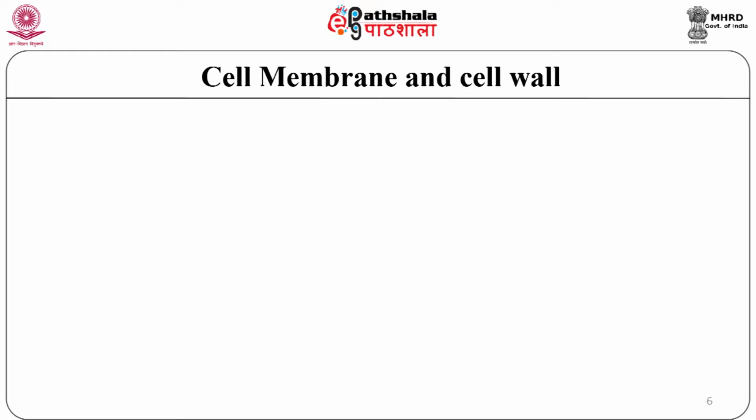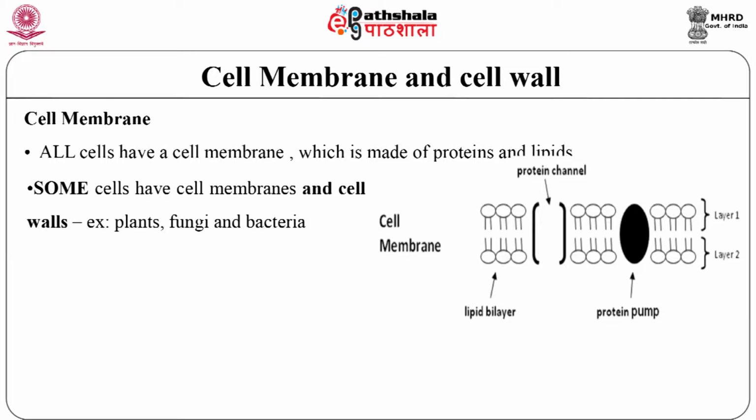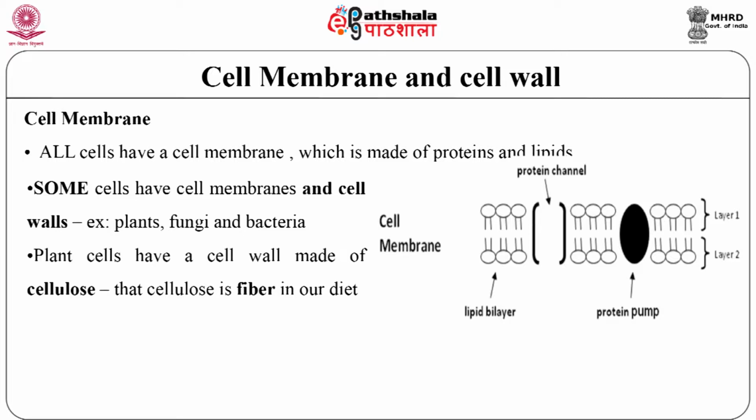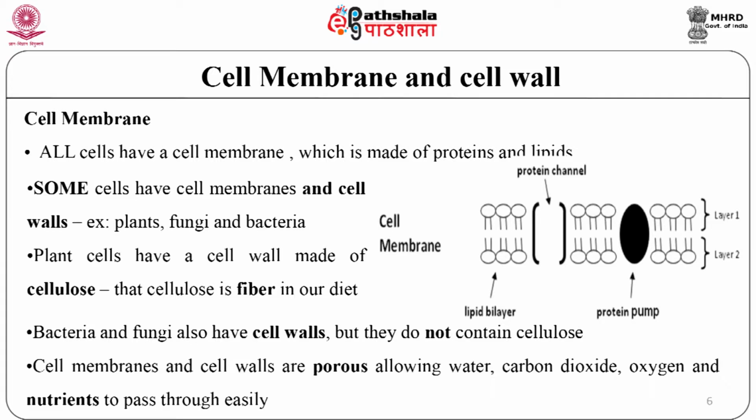Cell membrane and cell wall. All cells have a cell membrane made up of protein and lipids. Some cells have a cell membrane and cell wall, for example, plants, fungi and bacteria. Plant cells have a cell wall made up of cellulose. That cellulose is fiber in our diet. Bacteria and fungi also have cell walls, but they do not contain cellulose. Cell membranes and cell walls are porous, allowing water, carbon dioxide, oxygen and nutrients to pass through easily.